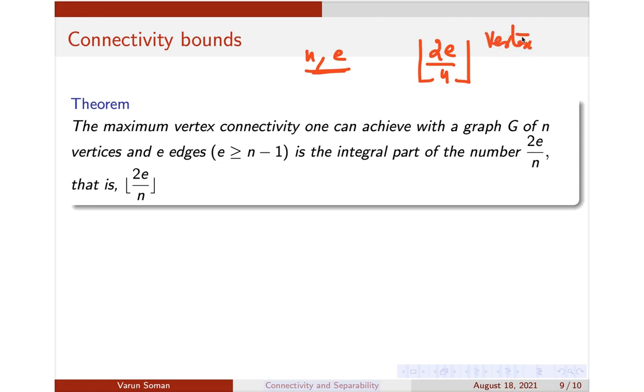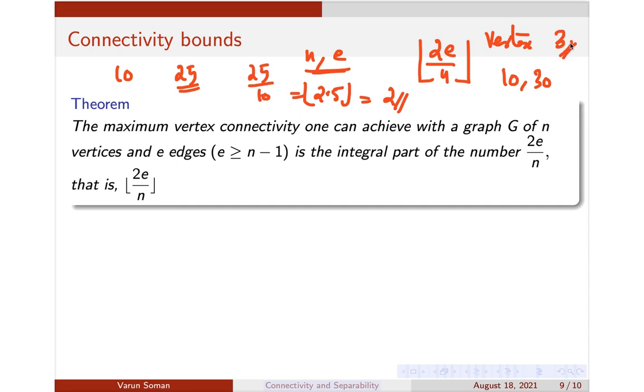Let me give you an example. Suppose you are given a graph with 10 vertices and 25 edges. What is the maximum possible vertex connectivity? It is 2 times 25 by 10, which is 5, that is, 50 by 10... actually 2.5 as stated. So the greatest integer which is less than or equal to this number is 2. Similarly, if you have a graph with 10 vertices and 30 edges, what is the maximum possible vertex connectivity? It is actually 3.